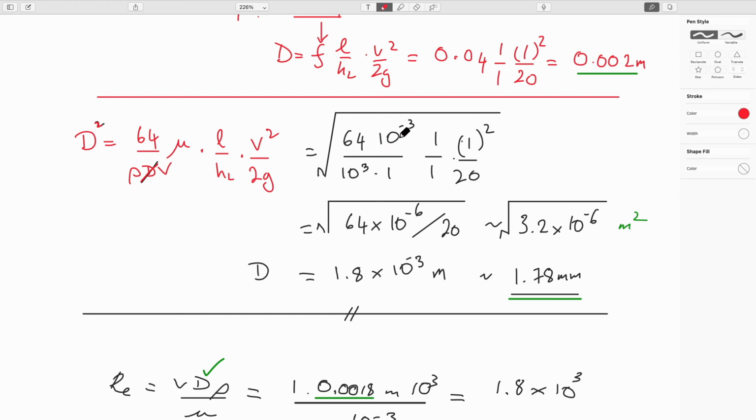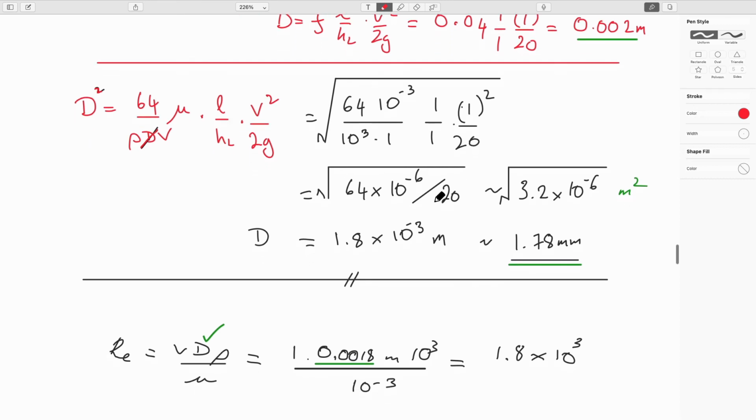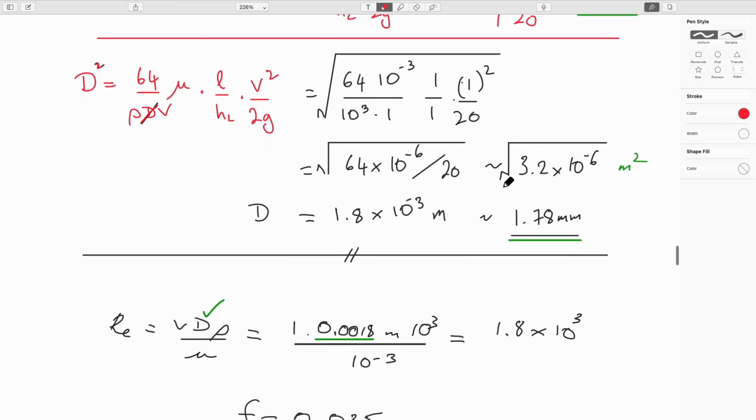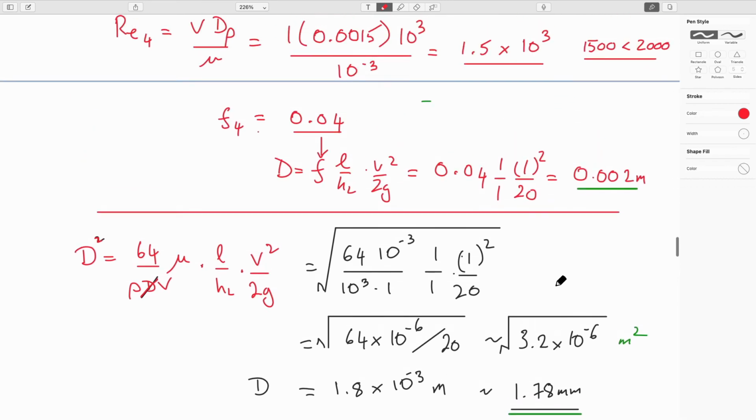So 64, viscosity of water, density of water. This is the velocity of 1 meter a second. We've lost this D, if you see. The length of the pipe is 1. The head loss is 1 meter. The velocity is 1 meter per second, which we've chosen. And 2 times gravity is 2 times 9.8, which is about 20. And if we go through the calculation, you end up with 3.2 times 10 to the minus 6, square root, and you end up with 1.8 times 10 to the minus 3. So 1.8 millimeters, 1.78. And so doing it in closed form, we get something.